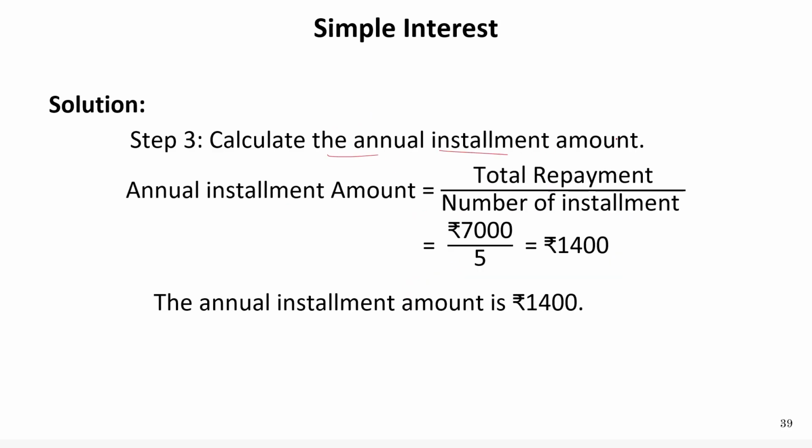So calculating the annual installment amount is equal to total repayment by number of installments. So number of installments is 5 years and total repayment is equal to 7000. So 7000 by 5 is equal to 1400. So the annual installment amount is 1400 in this case.